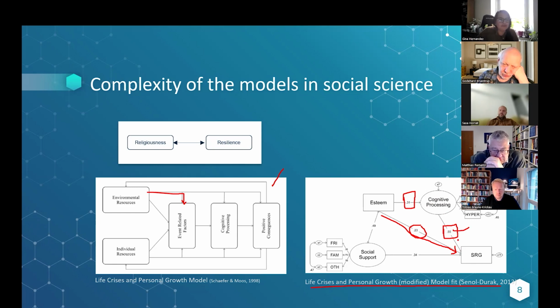It's 0.55. So this is a strong effect. This means that the more you have rumination, avoidance, and hypervigilance when you have diabetes, the more likely it is that you will have growth after that, right?